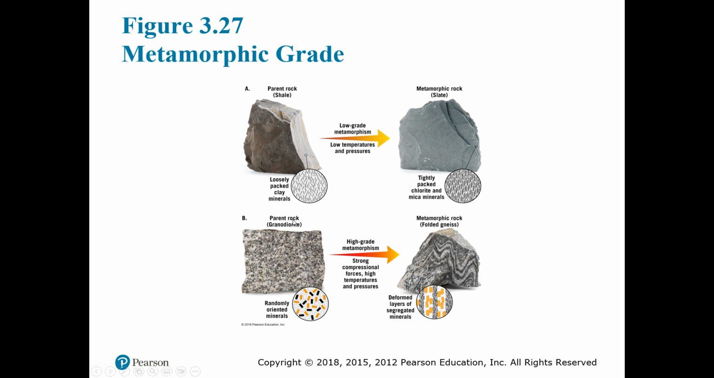And here we have a parent rock that's like granite or diorite. Here we have randomly oriented minerals, but under a lot of heat and pressure and compressional forces, the crystals will actually rearrange themselves into layers and form these bands or foliations.